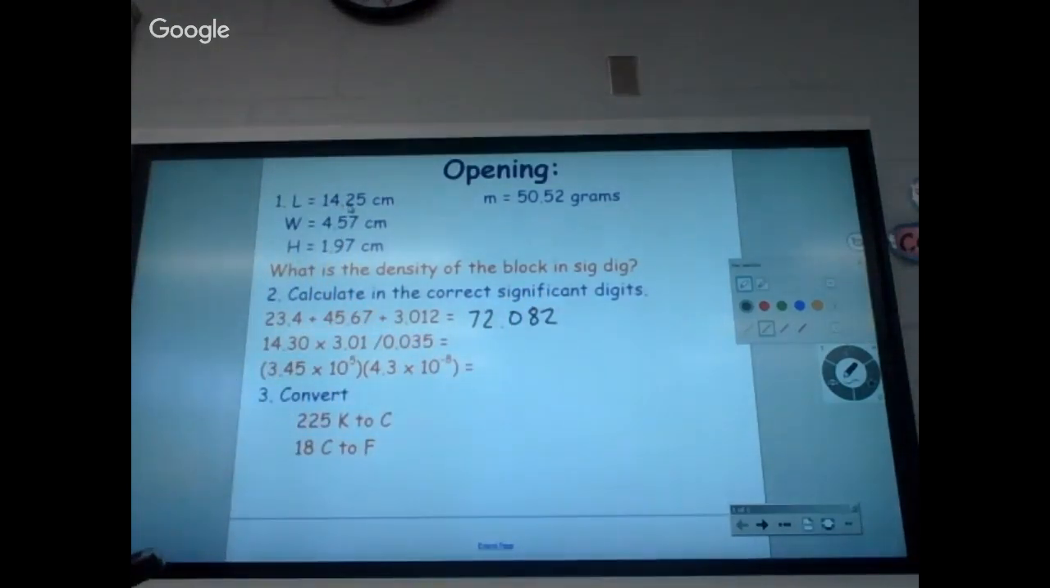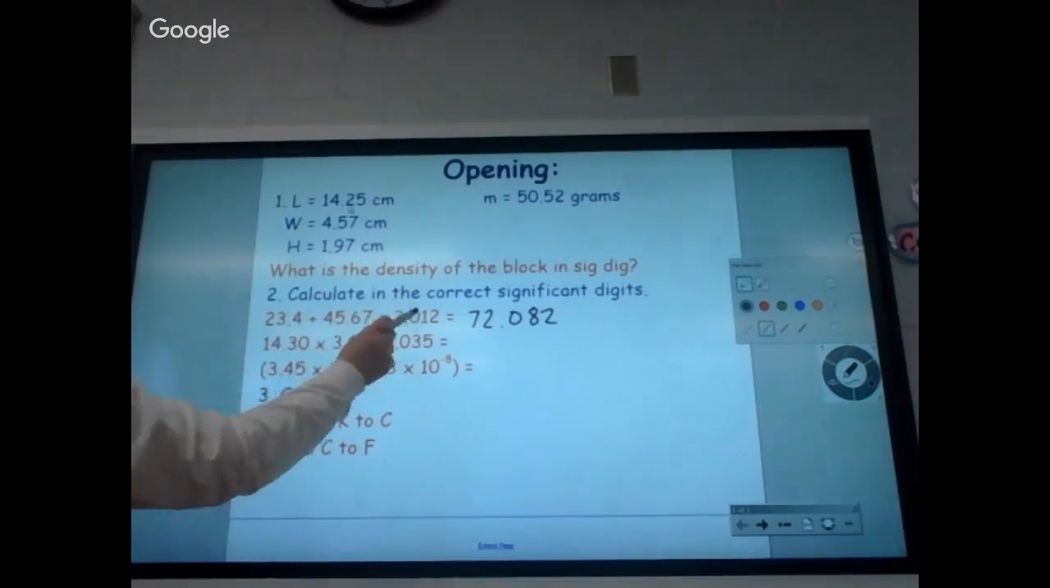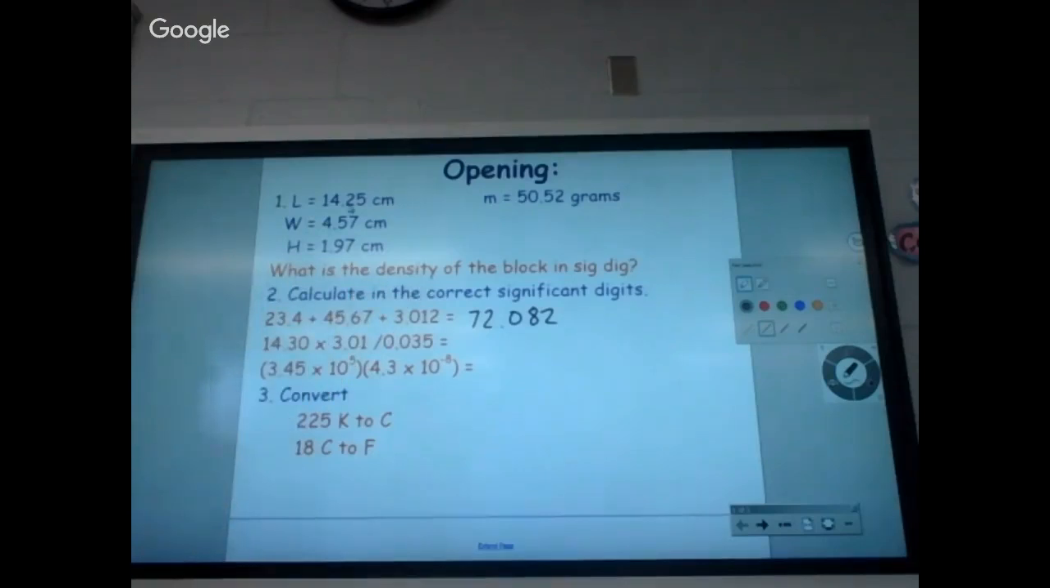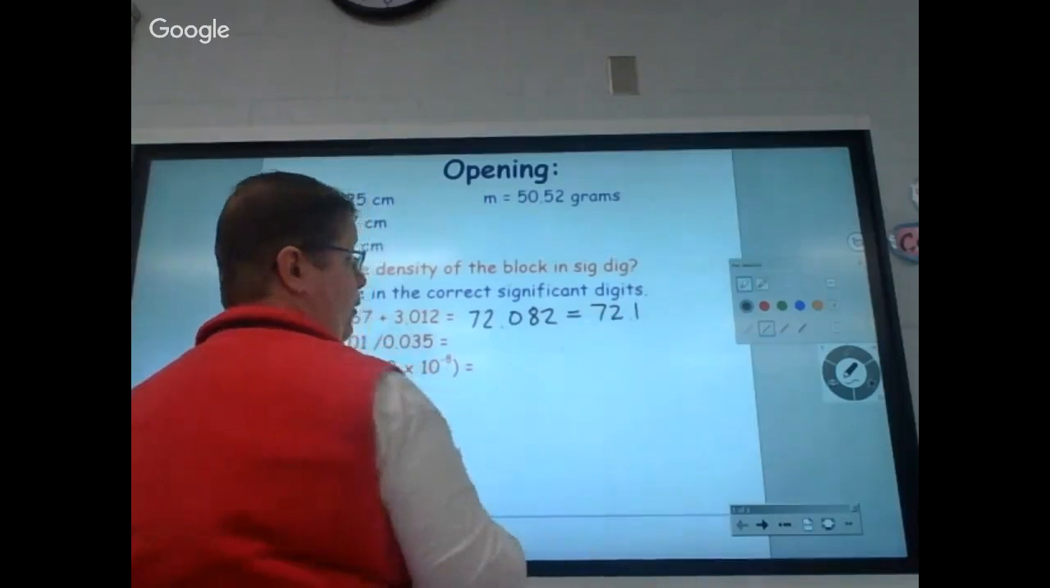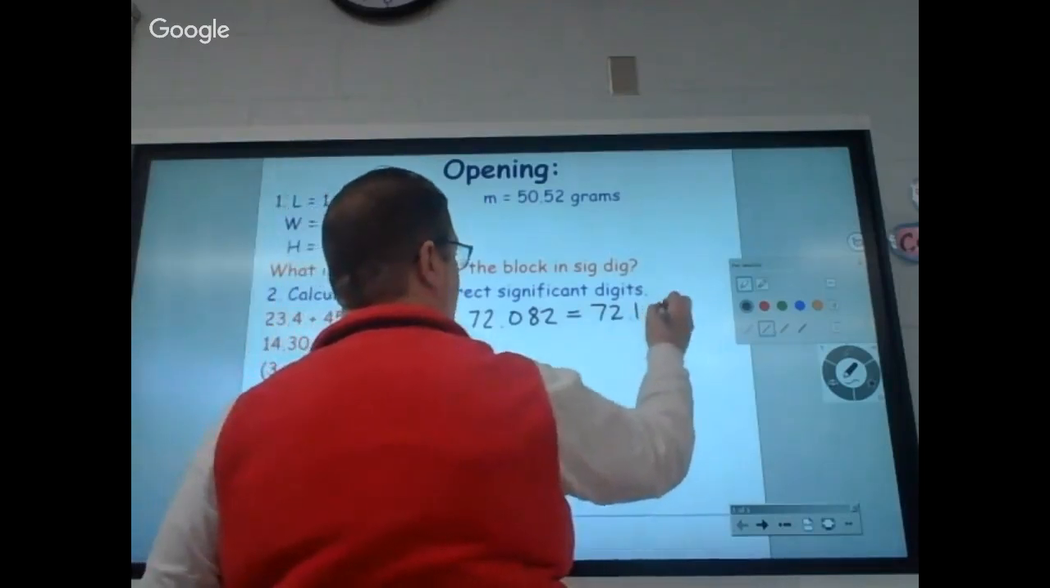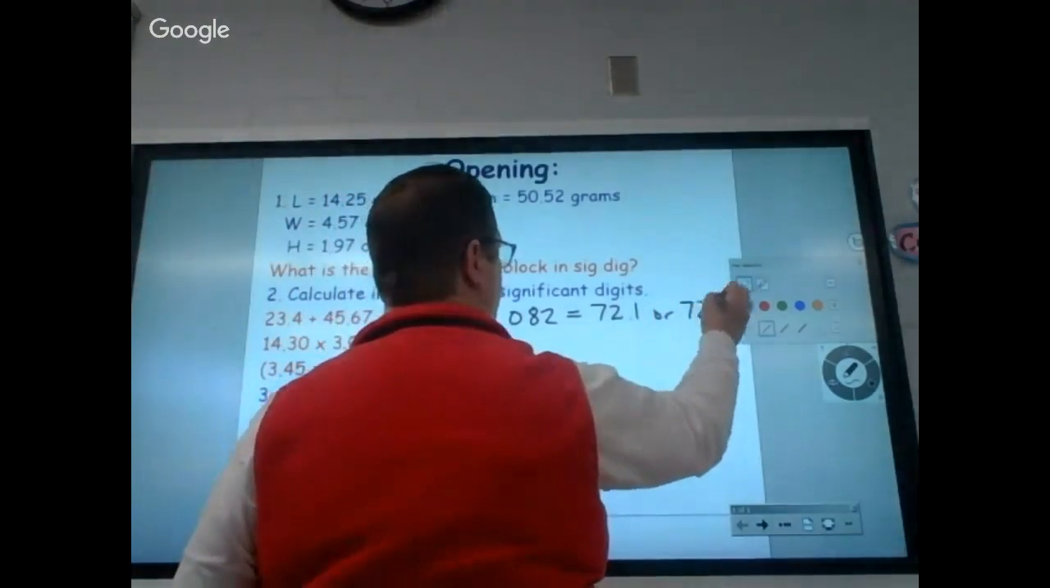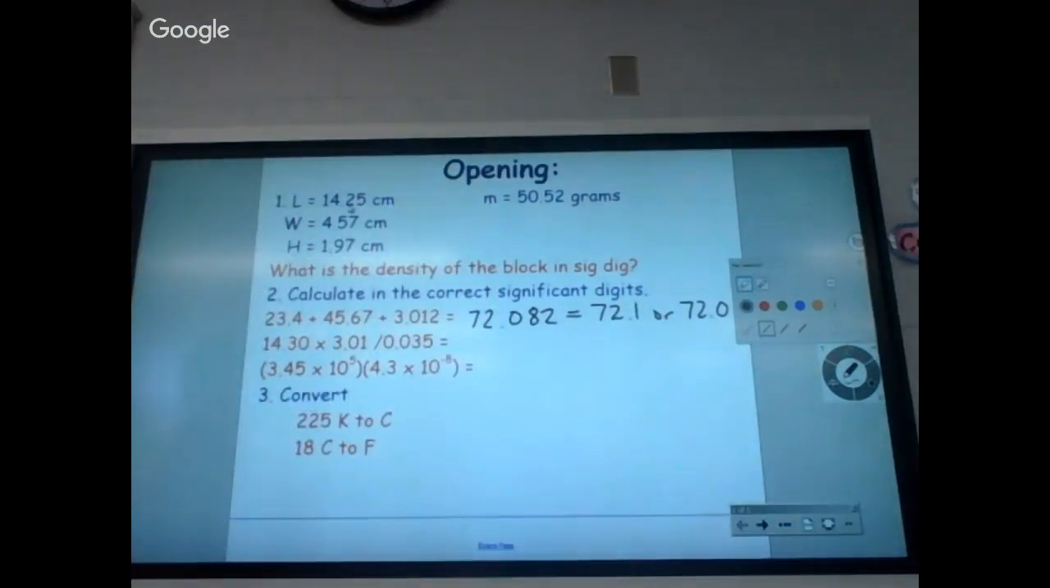Yeah? All right, so the rule. How many places behind the decimal? Here? Here? So I want how many there? 1. So you can either round it up to 72.1, which would be correct, or I would take 72.0 if you just dropped it off and didn't round.